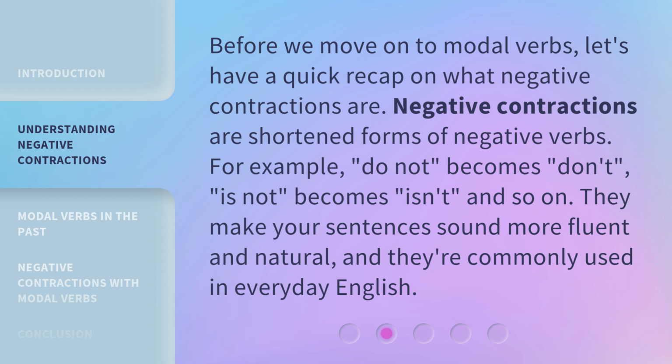Before we move on to modal verbs, let's have a quick recap on what negative contractions are. Negative contractions are shortened forms of negative verbs. For example, do not becomes don't, is not becomes isn't, and so on. They make your sentences sound more fluent and natural, and they're commonly used in everyday English.